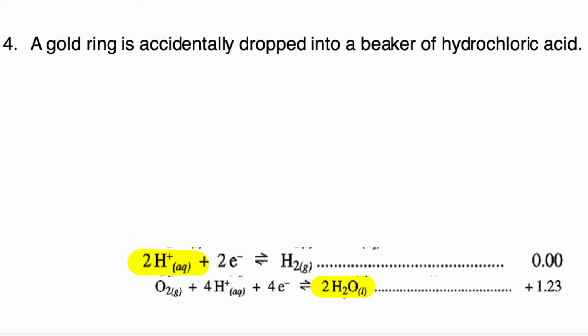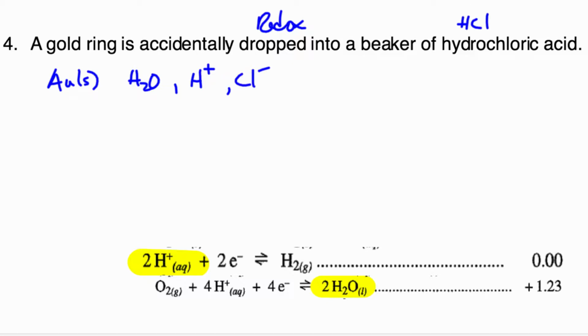Okay, here's a question where they're asking what is the redox reaction most likely to happen with this beaker. They have a gold ring, and it's solid, so it'll be Au solid. Beaker of hydrochloric acid, it's an acid, so there's got to be water. And it's hydrochloric acid, which is one of the top dogs, so I'll have hydrogen ions, and it's HCl, so I'll also have Cl minus ions in there somewhere. So here are the four species.